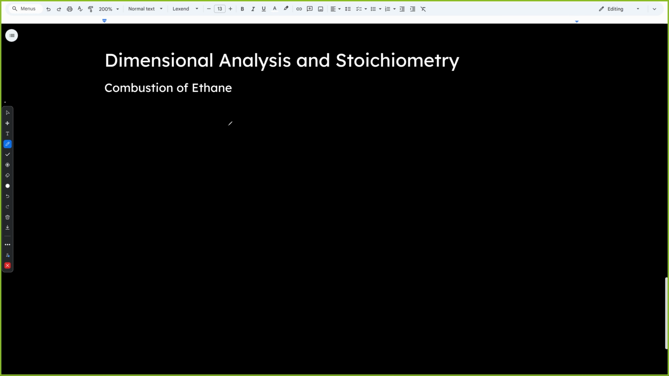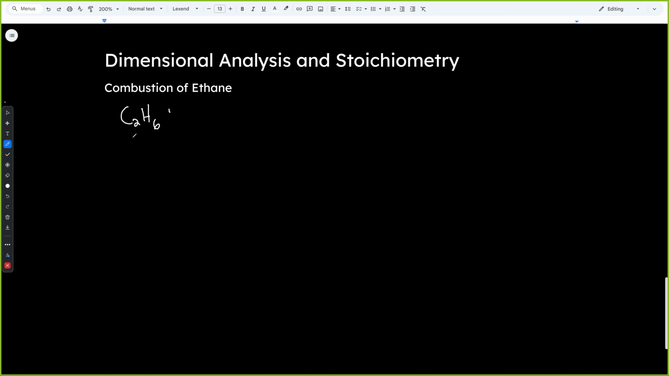Basically, the flowchart that I'm about to draw is going to walk you through everything. The first thing we're going to do is talk about the combustion of ethane. The formula for ethane is C2H6. That is the formula for ethane.